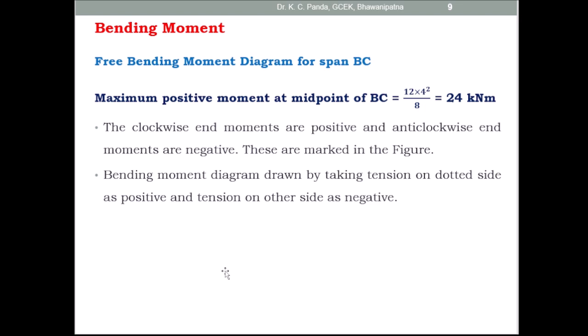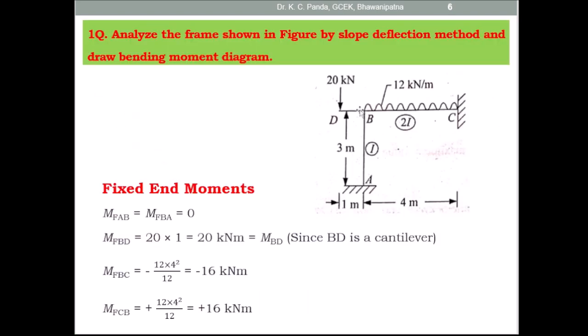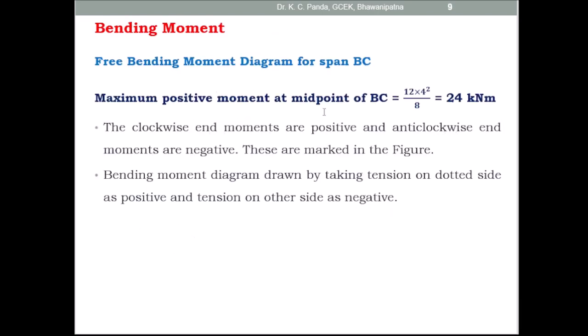And you know how to find out the free bending moment diagram. So for span AB there is no loading, so the free bending moment diagram is 0, and for span BC there is a uniformly distributed load. So here the free bending moment diagram is parabolic, and this is also the positive free bending moment diagram. You can find it out as WL square by 8. So W is given 12 and L is given 4, 12 into 4 square by 8. This is the maximum positive moment at midpoint of the span BC. So the maximum positive moment at midpoint of BC is equal to 12 into 4 square by 8, which is equal to 24 kilonewton meter. The clockwise end moments are positive and anti-clockwise end moments are negative.